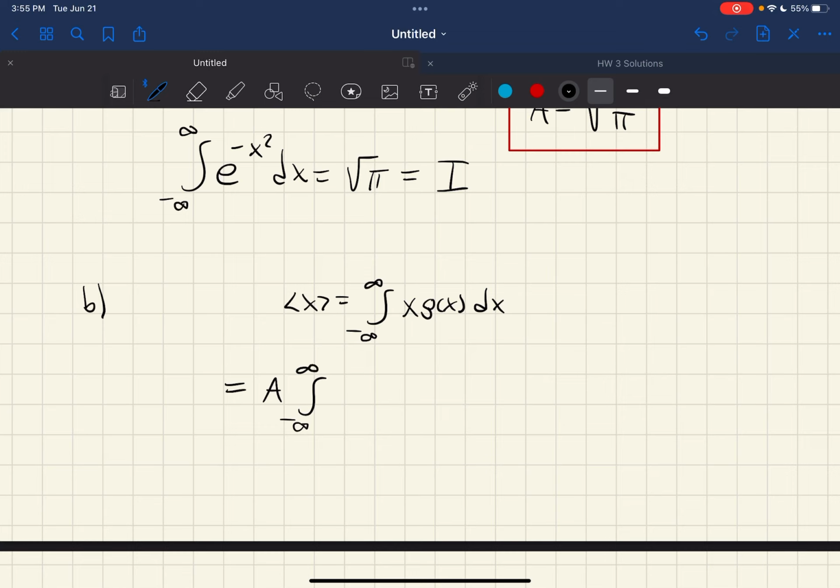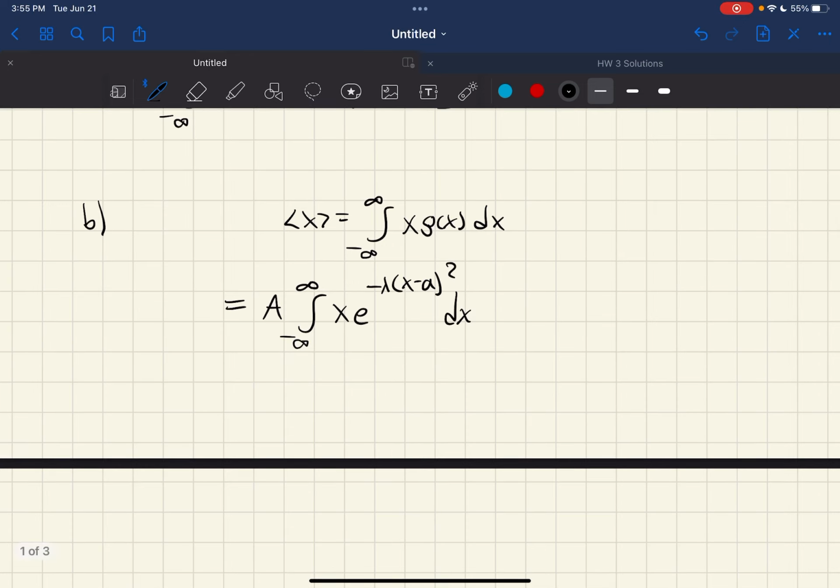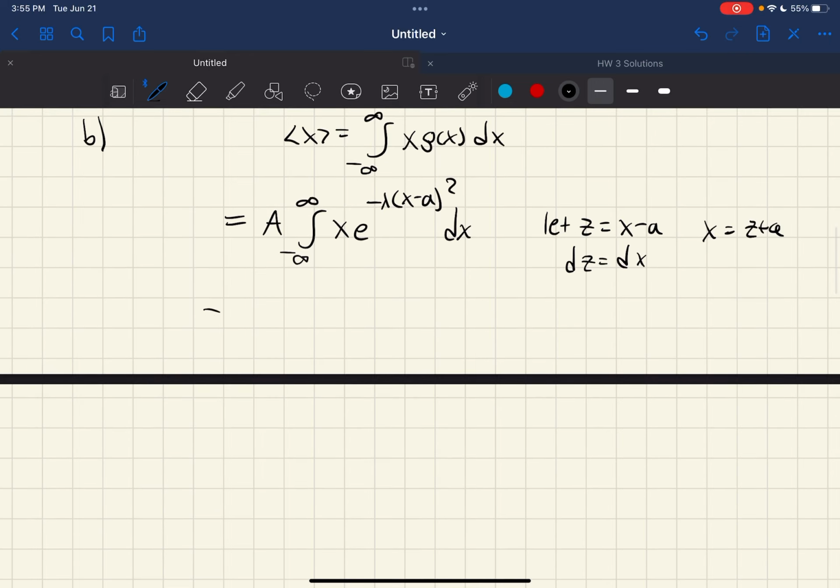We'll get the integral from negative infinity to infinity of x e to the minus lambda (x minus a) squared dx. And now we can actually just let z equal x minus a, so dz equals dx, and x equals z plus a. Now just make these substitutions into the integral, so we get a times the integral from negative infinity to infinity of (z plus a) e to the minus lambda z squared dz.